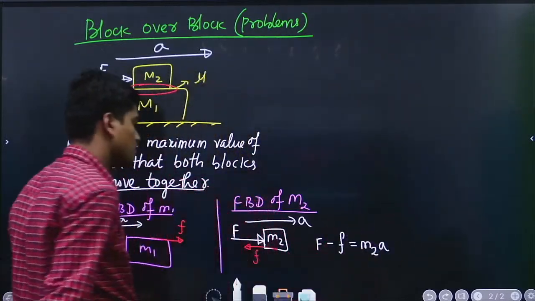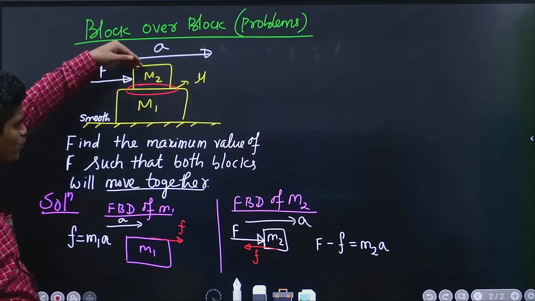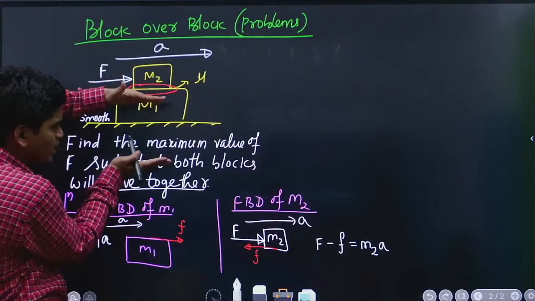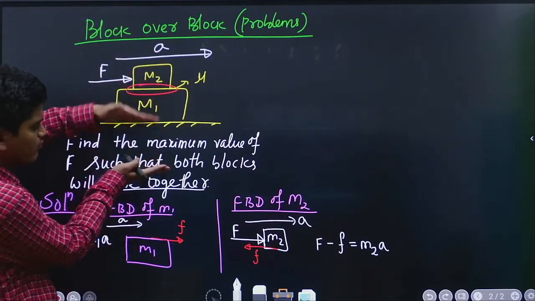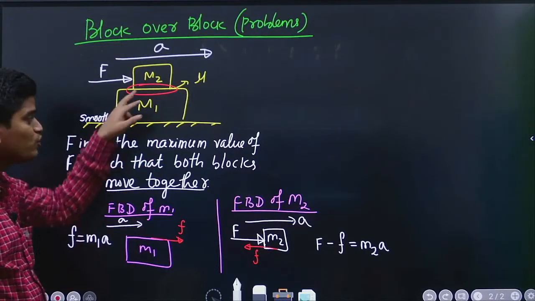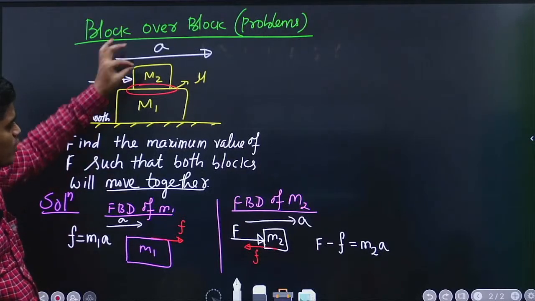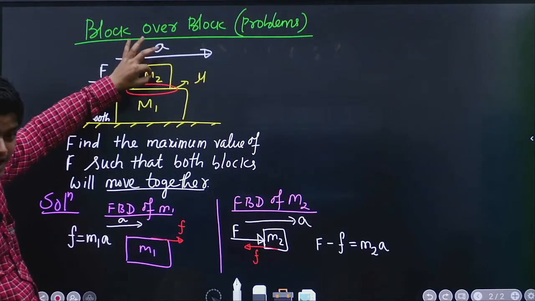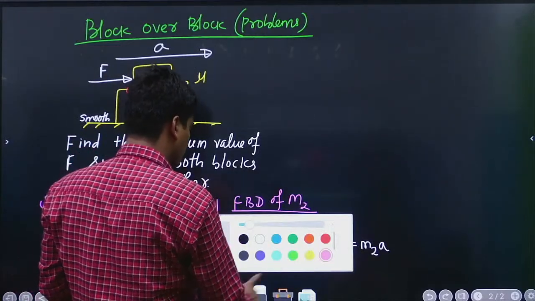M2A. Okay. Now understand. Is the frictional force between M1 and M2 or M1 and floor? Between M1 and M2, because here it is a rough surface, and here it is a smooth surface. So if you want to find the frictional force here, you want to find the normal reaction here also. Now see, if you want to find this frictional force, then what is the normal reaction?